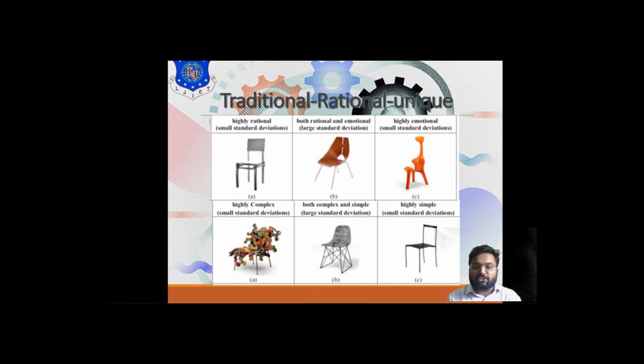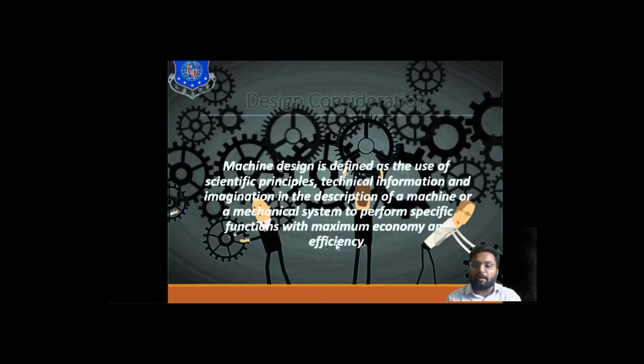This is the example of a chair, where we have a chair in the top row which has one rational design and one emotional design, both fairly impractical, because the rational design is not that aesthetic and the emotional design is not that useful. But the combination of both provides us a design which is aesthetically good as well as useful. At the same time, here you can see in the line below, the complex design and the simplest design. Both are impractical, but the combination of both is practical.